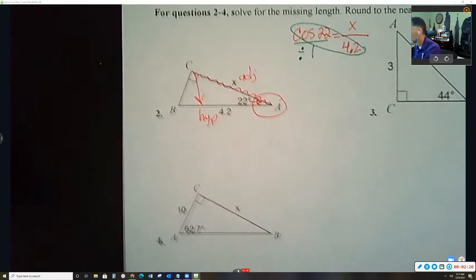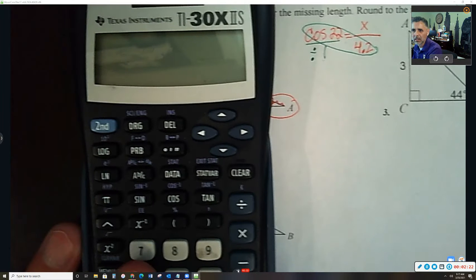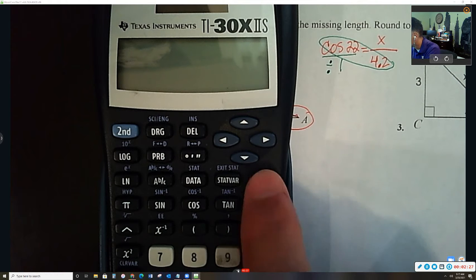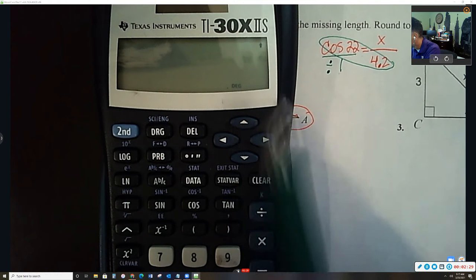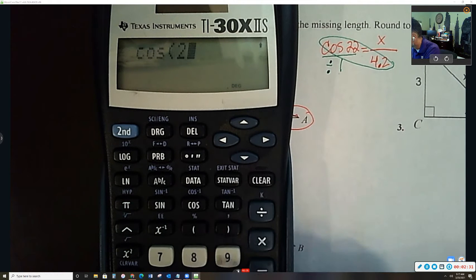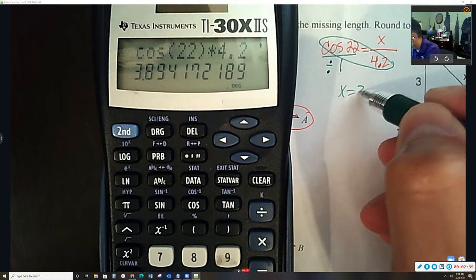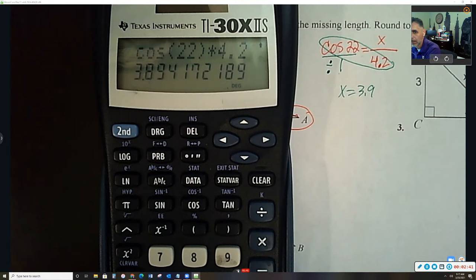And then we just type this in the calculator. You can use the Desmos calculator online, or if you have one of these calculators. Make sure it's in degrees. Cosine 22 times 4.2, and then divide by 1, and we get 3.9. Okay. Pause it. I'm going to move on.